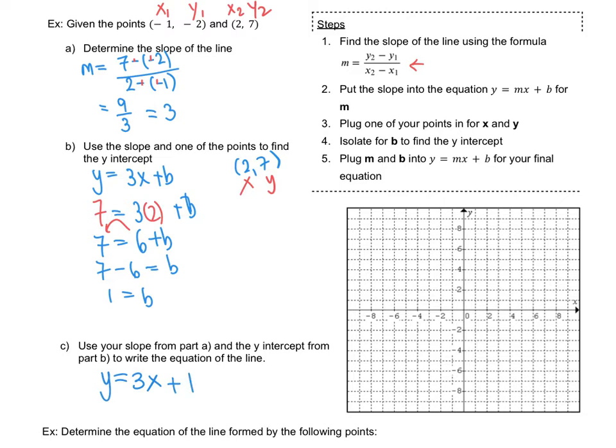So I did my slope formula and I put my slope in for m. Then I used my point, put it in for x and y to isolate for b, then put it all together. And that's the algebraic way.